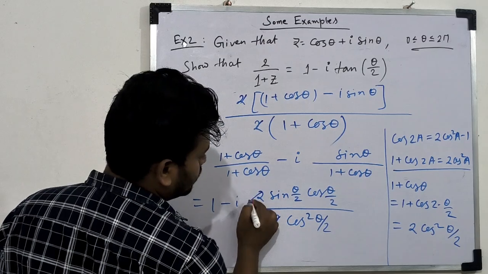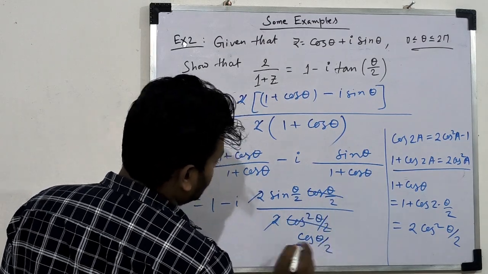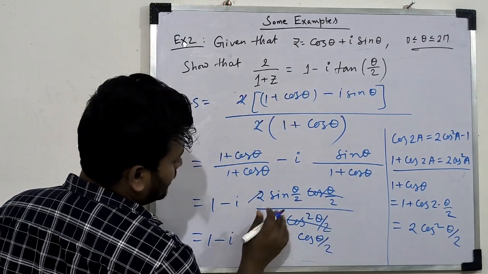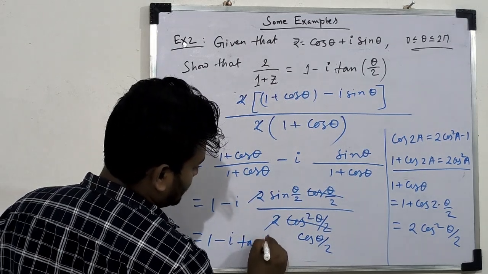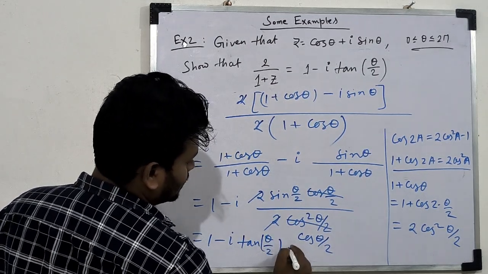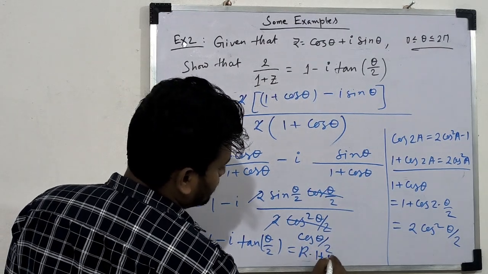So now 2 cancels out and 1 cos theta by 2 cancels out. So 1 minus i, this is sin theta by 2, and this is cos theta by 2. That is tan theta by 2. So this is the right hand side. So proved.